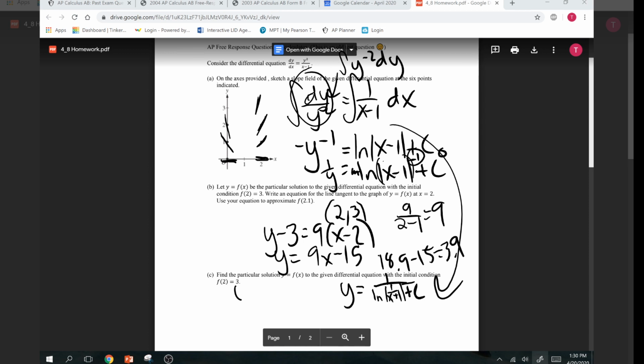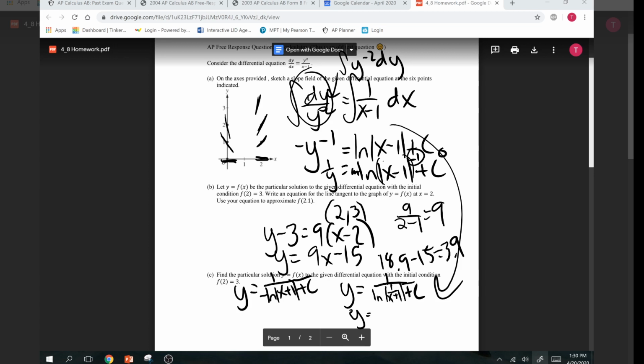So totally legit if you got this. Y equals 1 over negative natural log of x plus 1. This is exactly the same thing as what I just did. And then all you have to do is find plus c. So you just plug in 3 for y and 2 for x.